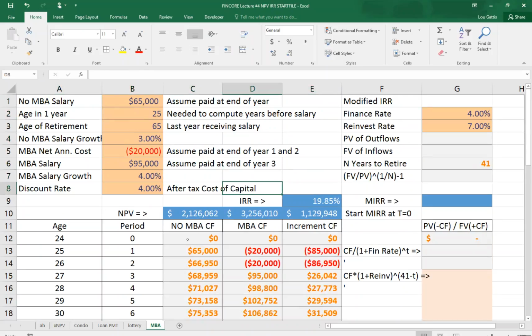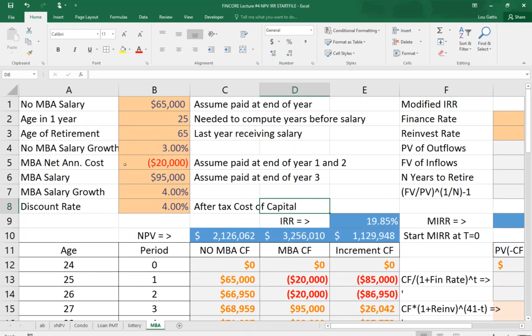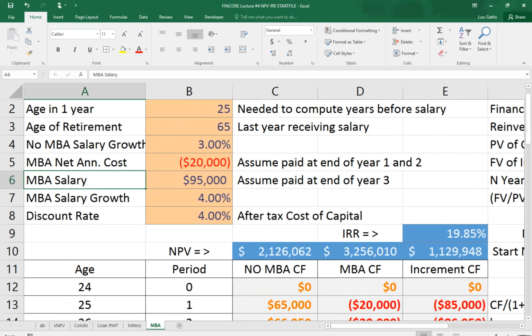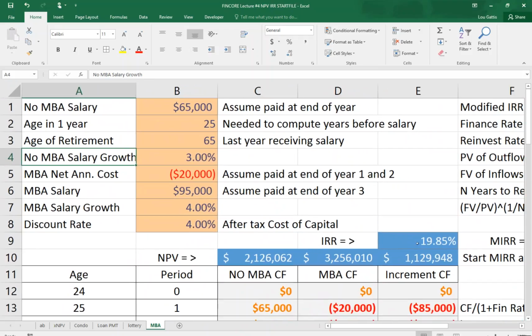So this is how you can make a decision whether to get an MBA. You can actually look at different programs. Maybe different programs have higher cost, or they have higher expected salaries. You can decide which is the best program.